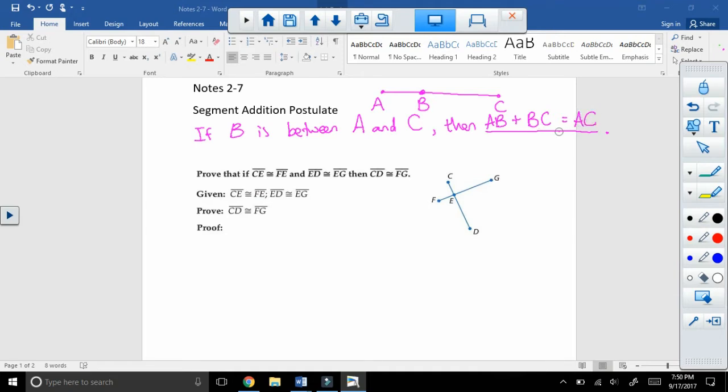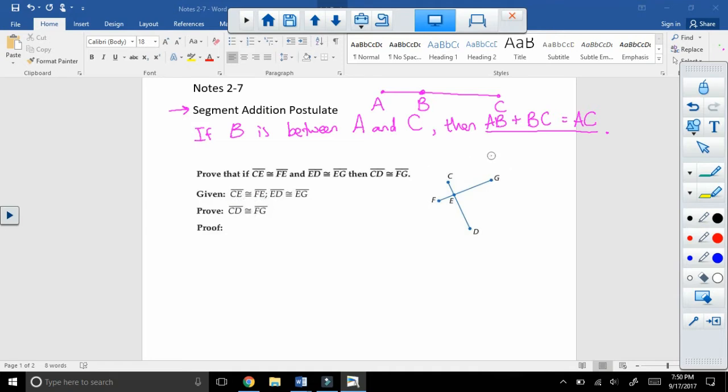And again, we've done this. Now we just need to know that that's called the segment addition postulate, so that when we see it in a proof, we're able to give reason to it. So let's look down here. Here we have a proof that we want to write.